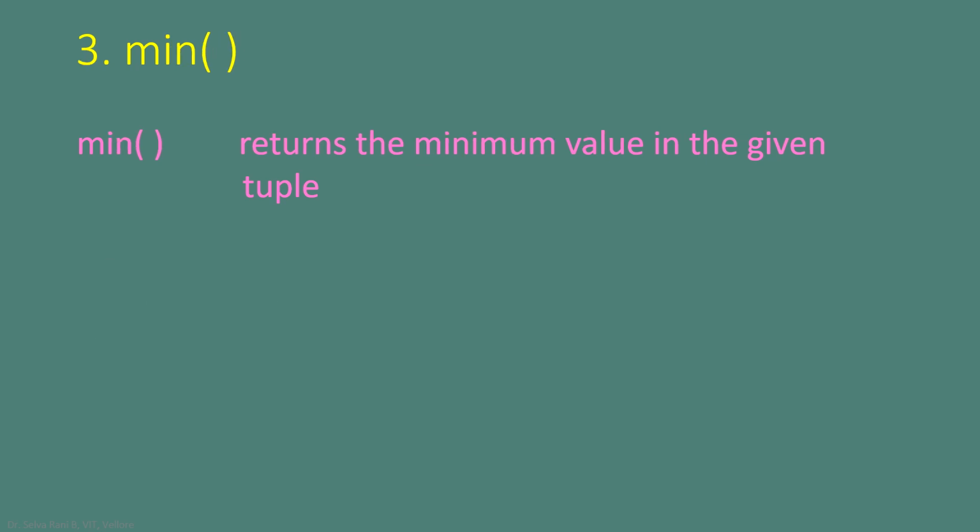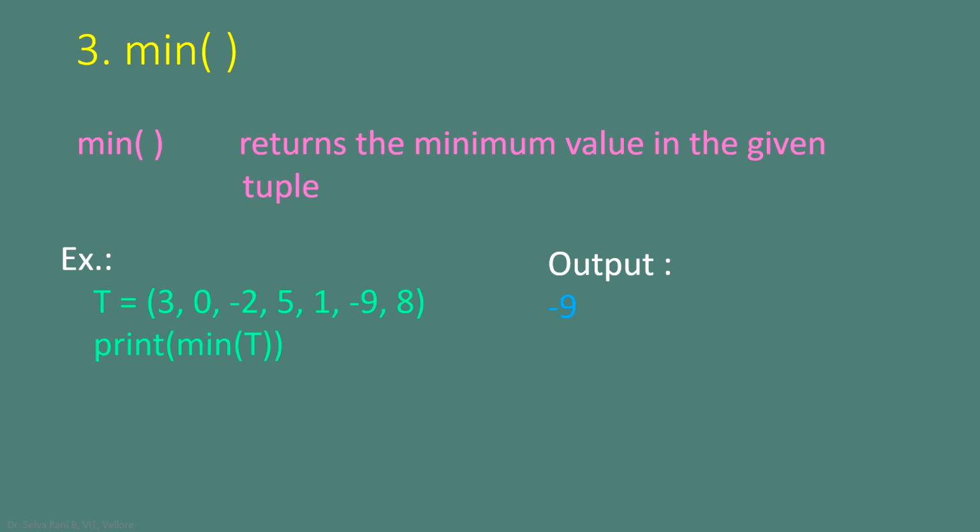Similarly, min. Min is the method which returns the minimum value in the given tuple. Let us consider the same tuple T, where the minimum value among all these elements is -9. The result of print of min of T is giving a value of -9 on the screen.